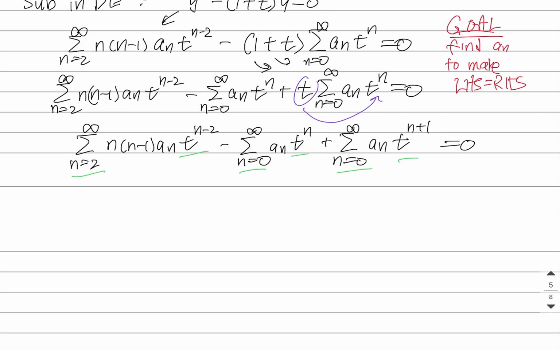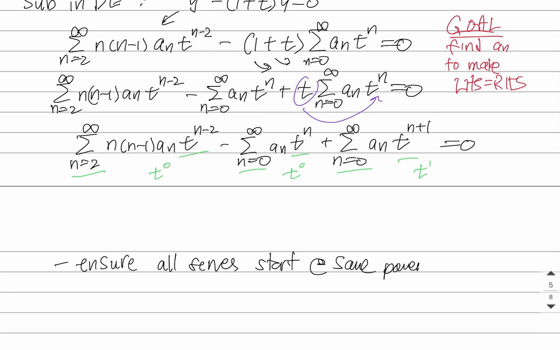This is going to start at the power of t equals 0, but this is going to start at the power of t equals 1. So now, what we need to do is ensure all the series start at the same power of t. Why? Because we're going to try to combine them into a single series.